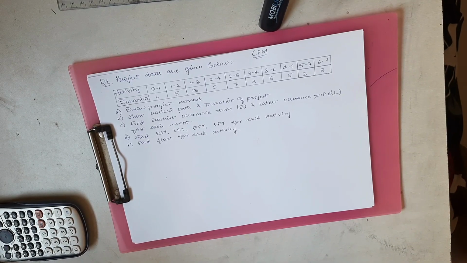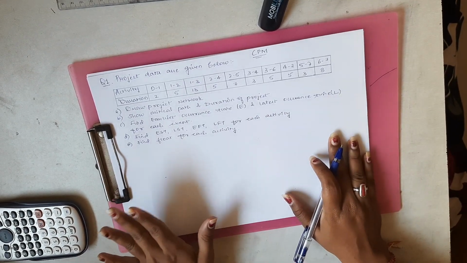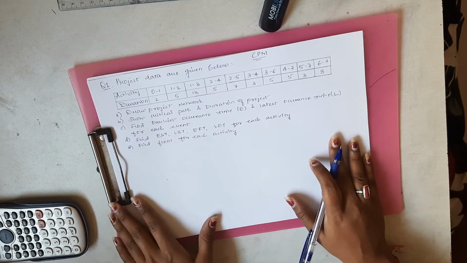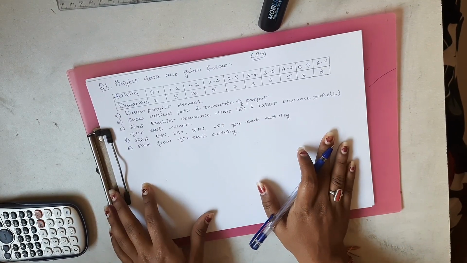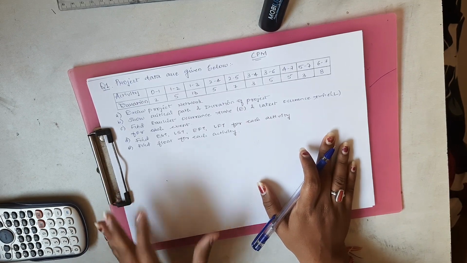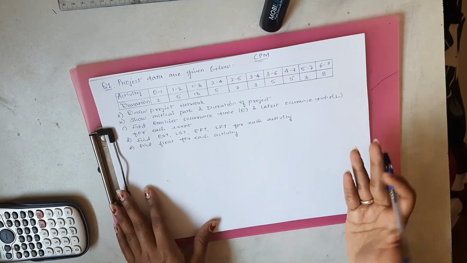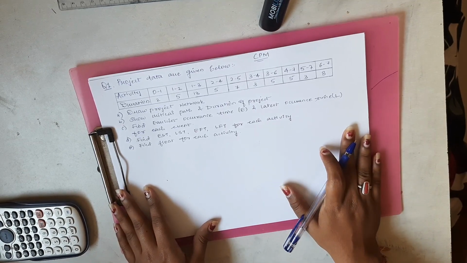So today we are going to discuss a numerical on CPM. There are various types of numericals in CPM, but this one is the simplest of all. So let us look at the question. It states that the project data is given below, which has activity and duration in it, and we have a couple of questions which we need to solve using the CPM method.